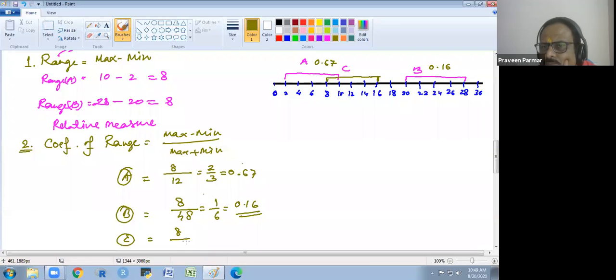8 over 24, 16 plus 8, 24. 1 by 3. It is 0.33. Now, watching these three coefficients and this data, can you conclude something? Can you say something about this?